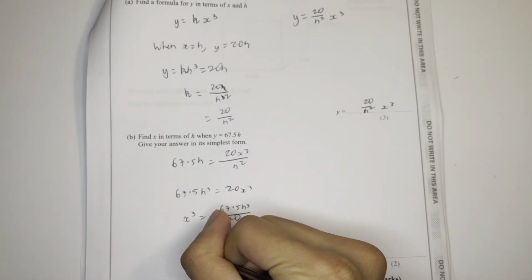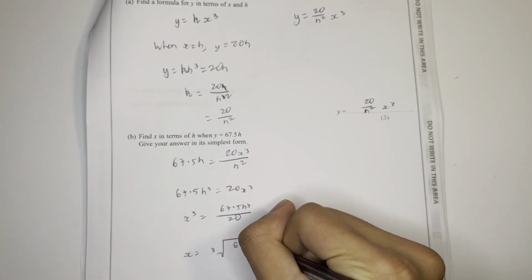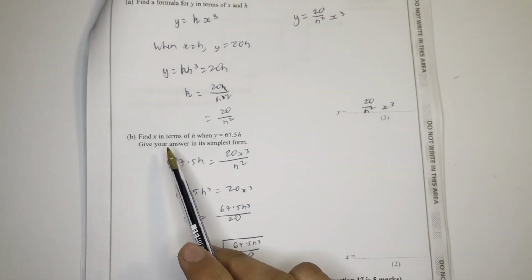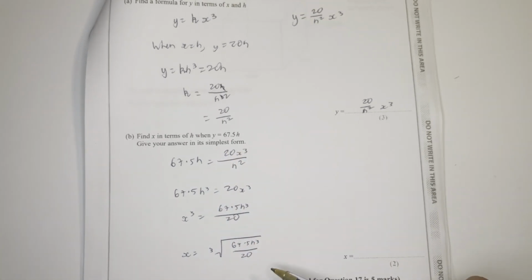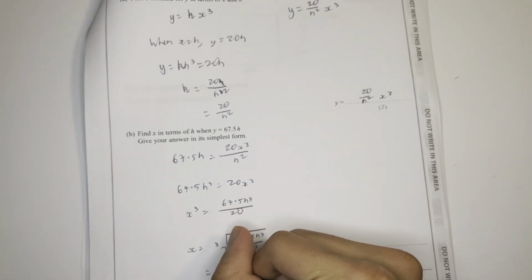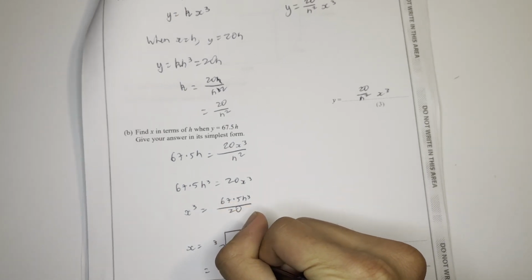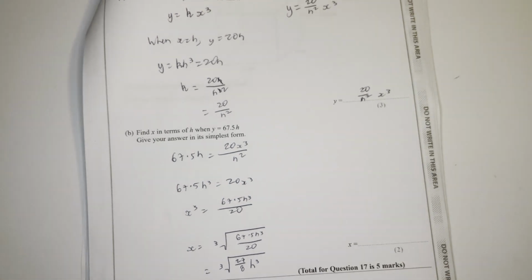And to get x on its own, we take the cube root of this expression, which is the cube root of 67.5h cubed over 20. The question asks us to give your answer in its simplest form, and you might think you can't simplify further. However, this can be written as the cube root of 67.5 over 20 times h cubed. 67.5 over 20 can be simplified to 27 over 8, with the h cubed now taken outside of the fraction.